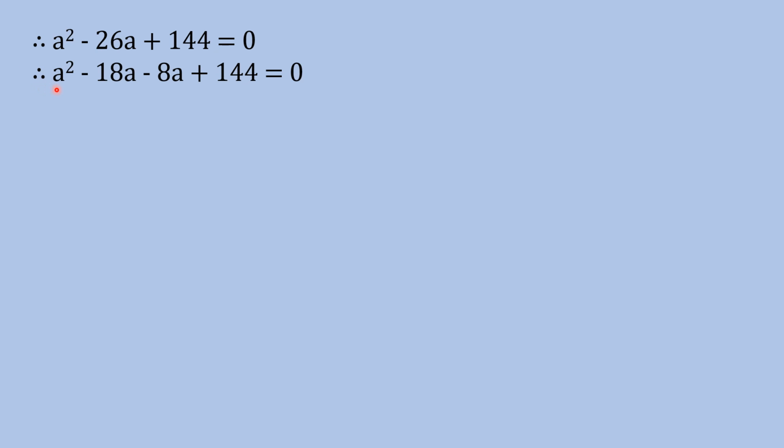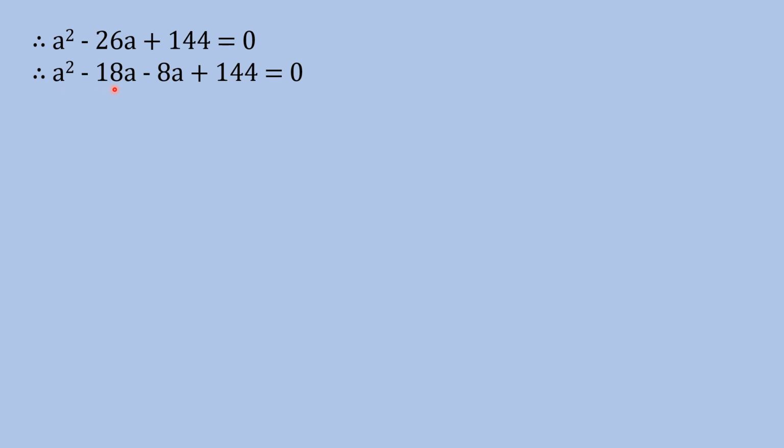Now you'll write down therefore A square. Now the middle term is minus 26A. I said we'll take 18A and 8A. But student, as the middle term has a minus sign, we need to put both the numbers with minus. So they will add and get minus 26A. So in place of minus 26A, I'll write A square minus 18A minus 8A plus 144 equal to 0. Now you know we have to group two terms and take the common out.